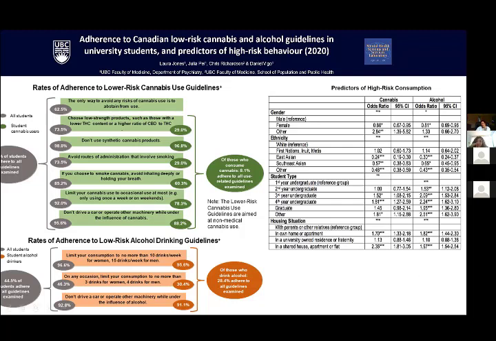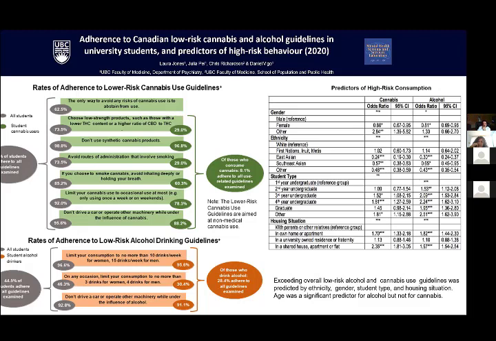These are the predictors of high-risk consumption of cannabis and alcohol. And basically what we see there is that ethnicity, gender, the degree, the student type, and the housing situation are predictors for high-risk consumption, as you can see here. In this case, the white students are the ones that have increased odds of being above the low-risk guidelines. Again, being male, and for example, living on your own or in a shared apartment or in a frat house increases your likelihood, as one can imagine. But we see the evidence checks that.